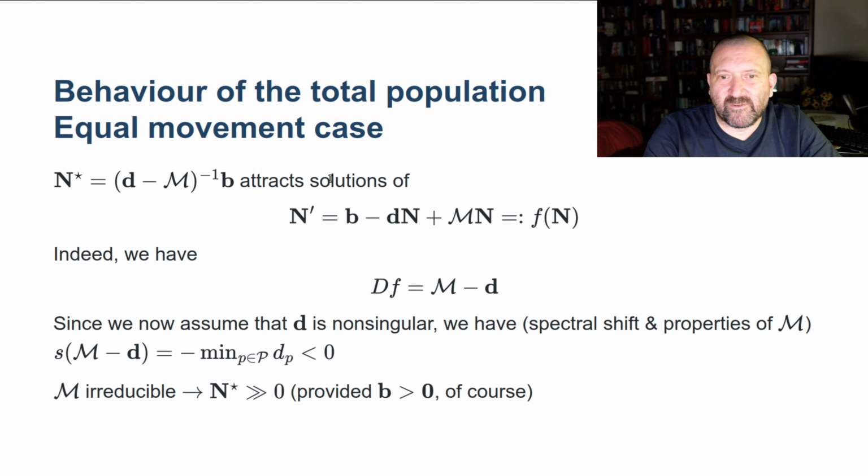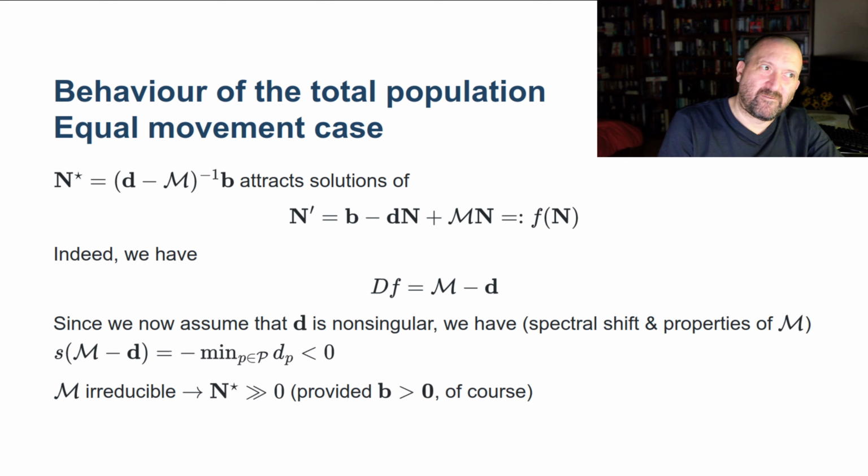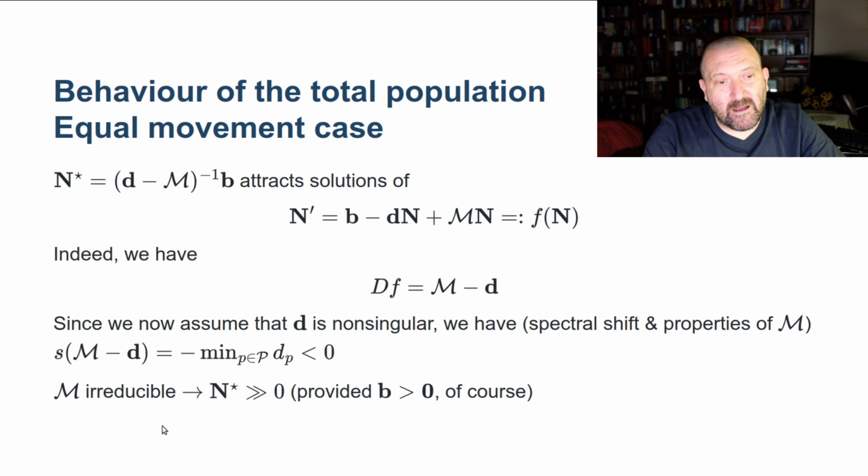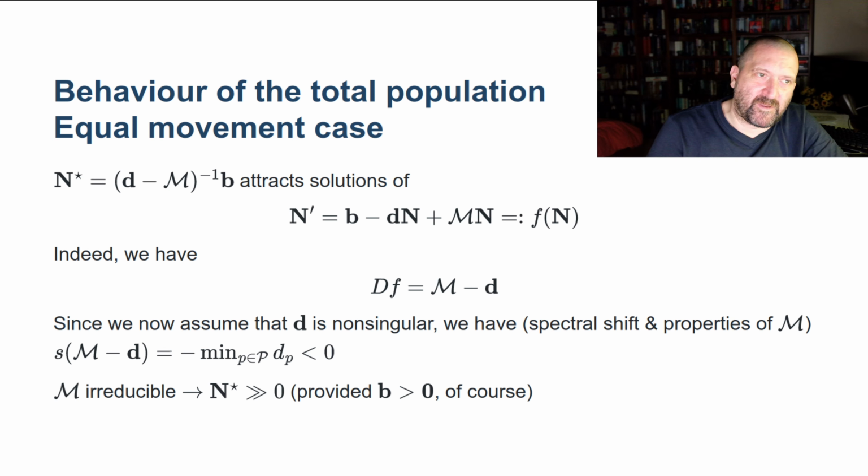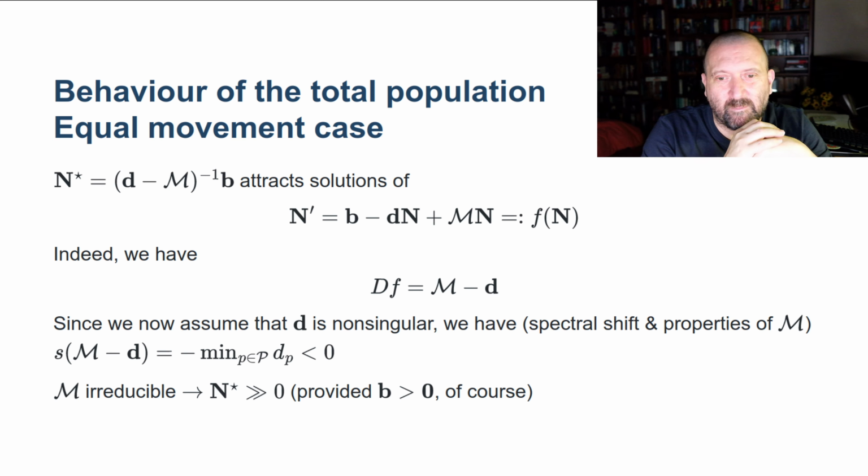Well, if we look at that linear system again, and we write f of N for the right-hand side, we see that when we take the derivative of the right-hand side, we get M minus D. Now assume that M minus D is non-singular. Then by the theorems that I showed you before, we know that the spectral abscissa is less than 0. That means that all eigenvalues are left of 0. That means that N star is attractive. And also, I can go a bit further. That's if I don't make specific assumptions on D, except that all the death rates are positive.